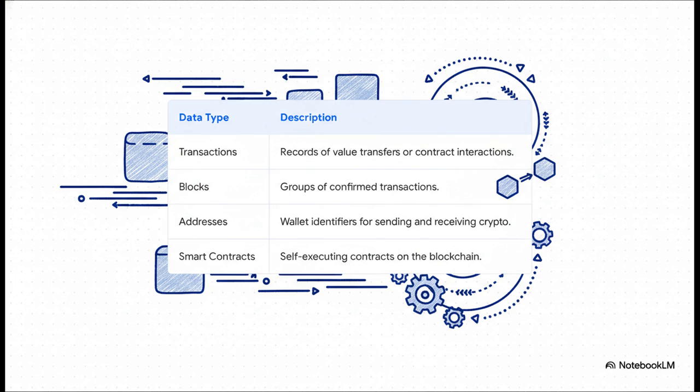At its heart, an explorer just organizes what looks like total chaos. You've got individual transactions. Think of those as single lines in a giant accounting book. Then those transactions get bundled up into confirmed blocks. All of this activity happens between addresses, which are basically like digital bank account numbers. And finally, you have smart contracts, these automated programs that just run on the chain. An explorer lets you see all of it, all neatly laid out.